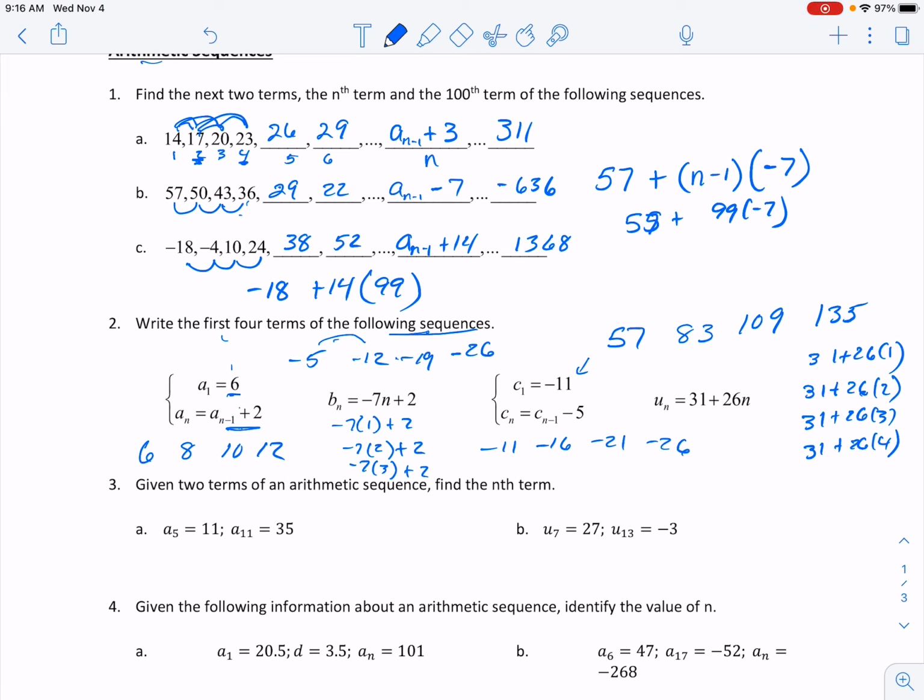What's the difference between all of them? You're adding 26. But you need this because you need to get the first term correct. And then I can call this A1, A2, A3, A4. All right?